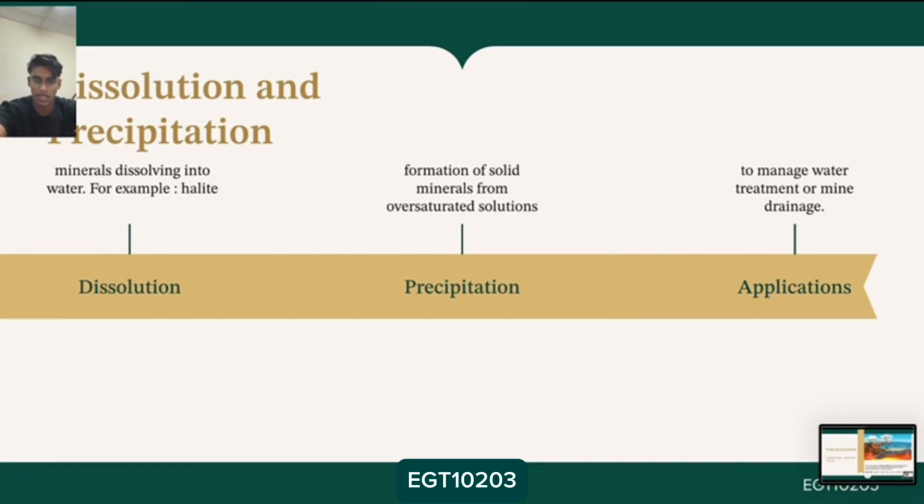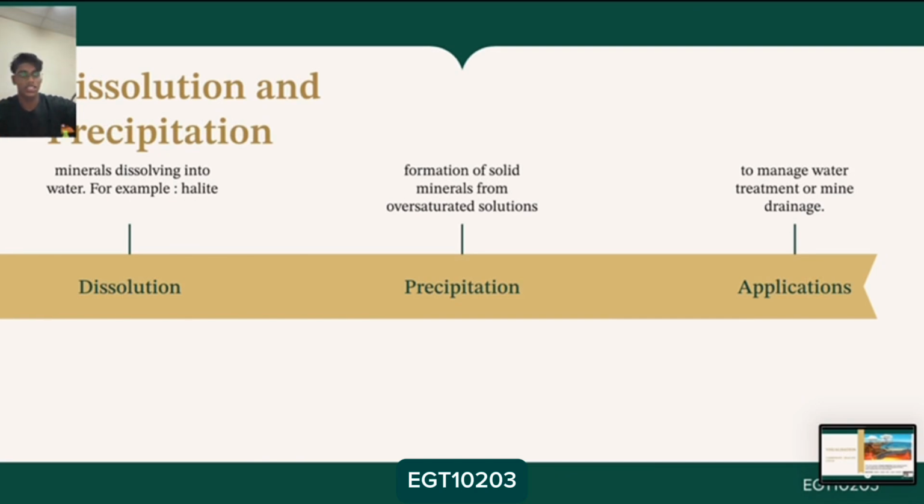So there are two things accomplished by dissolution and precipitation. First, controlling the concentration of dissolved substances. Second, influencing the formation of mineral deposits. And lastly, to add on to the two processes mentioned just now, they are key to understanding salinity and scaling in pipes or wells.